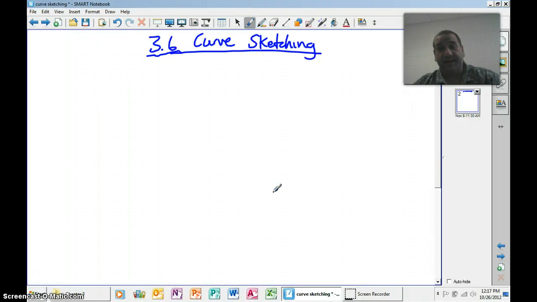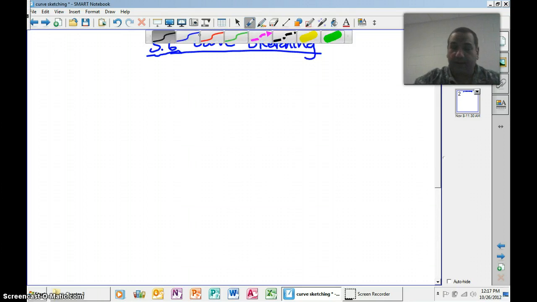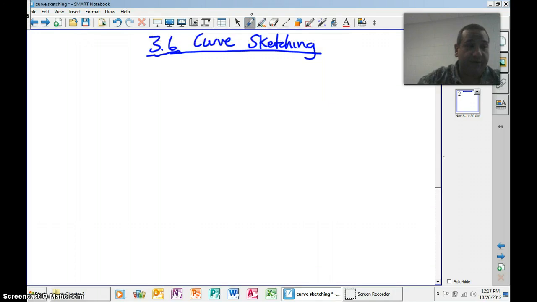Here's 3.6. It may be 3.5. I don't know. I think it's 3.6, and it's called curve sketching. So all these derivatives we've been doing, now we're going to sketch the curves. And let me give you some background stuff on sketching derivatives.